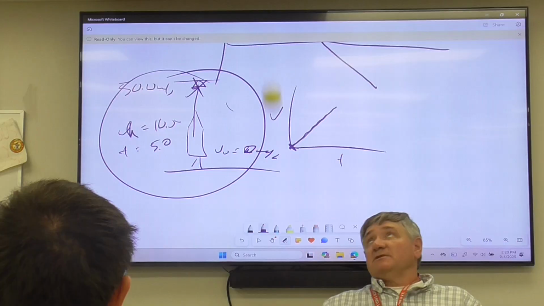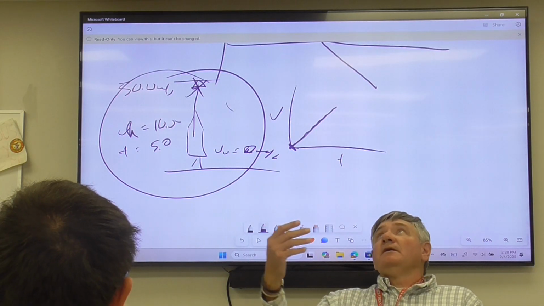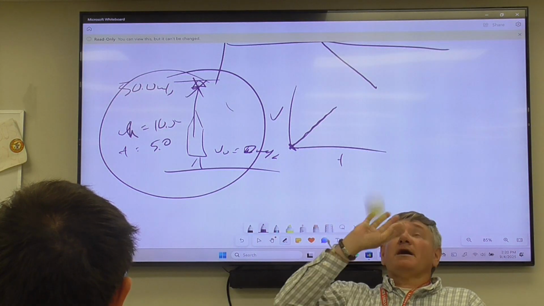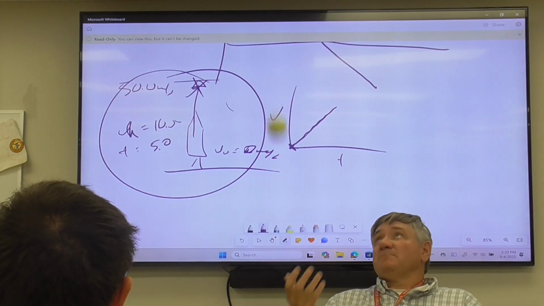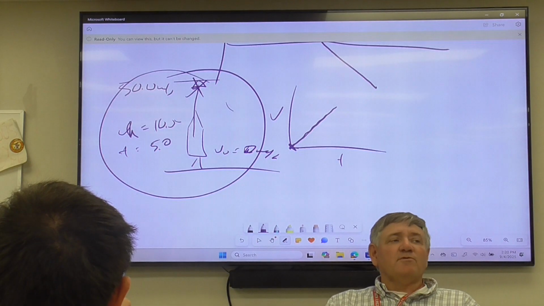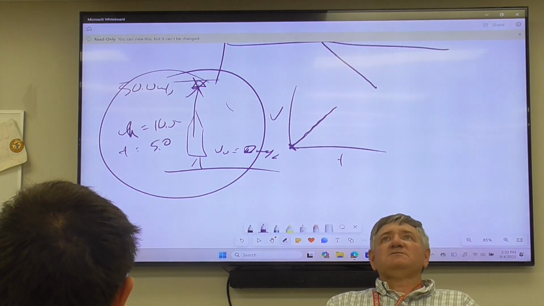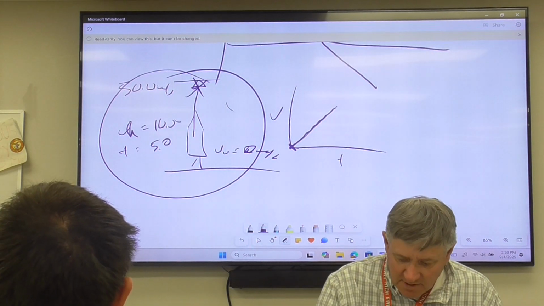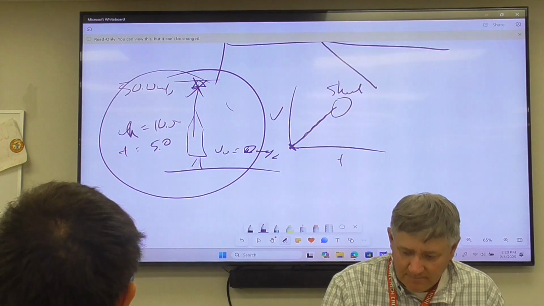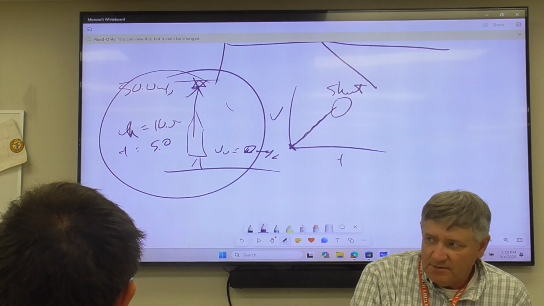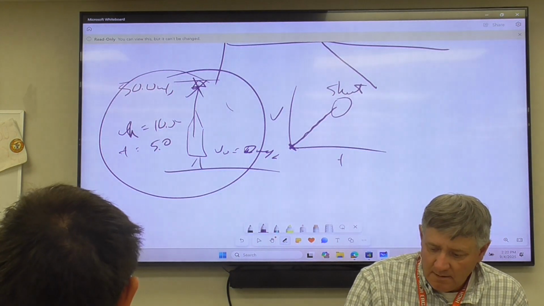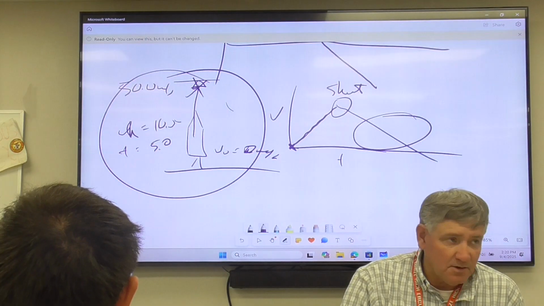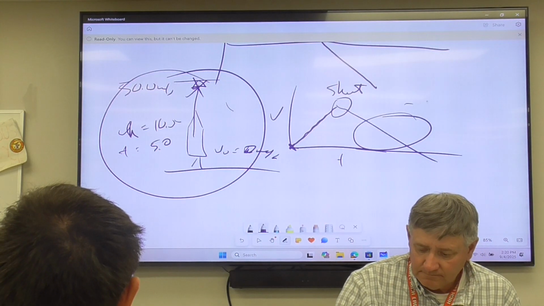That's like me throwing this ball up in the air. As soon as I shut off the rocket engines, or if this ball leaves my hand, what's the only force acting on it? Gravity. What's the acceleration gonna be? So this is when I shut off the engines. So what's the graph gonna do? Go down. What's gonna be the value of that slope? Negative 9.8.